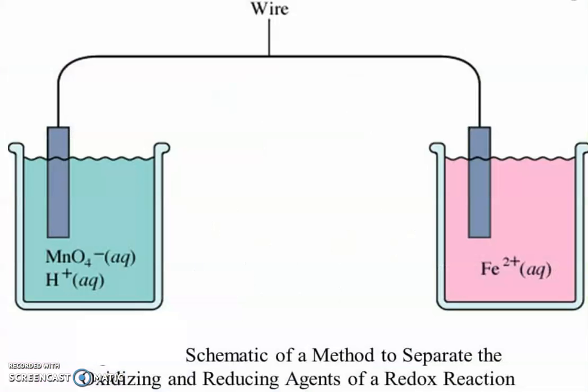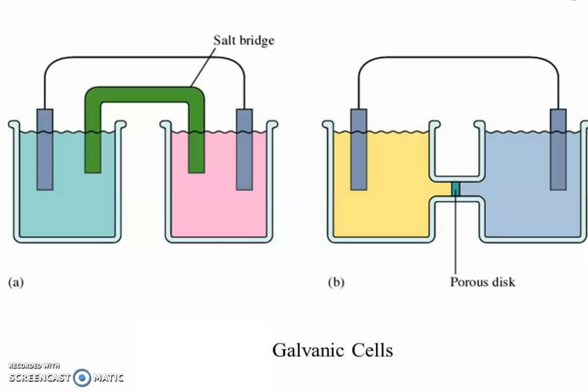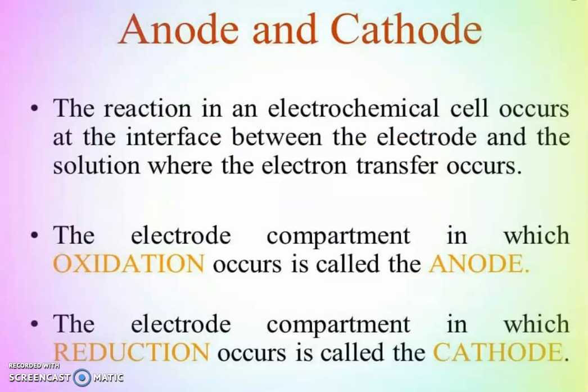Now you can see a schematic of a method to separate the oxidizing and reducing agent of a redox reaction. You have MnO4-, H+, Fe2+. You have the wire here. You have different compartments. Now, in the galvanic cell, you can see the salt bridge and porous disc interconnected with the compartments.